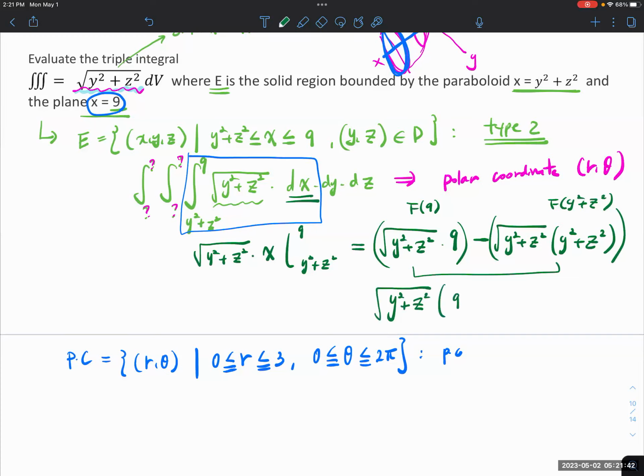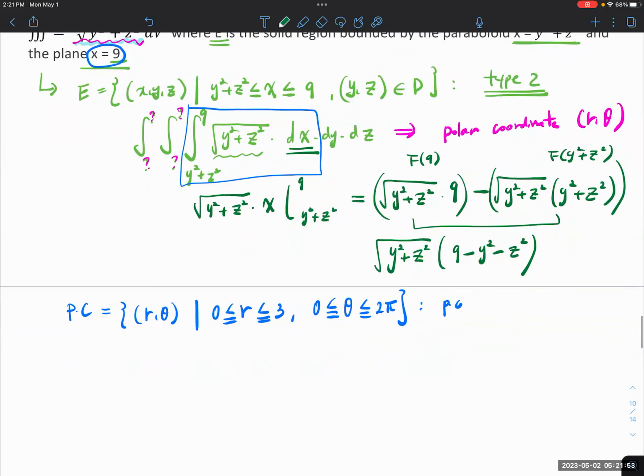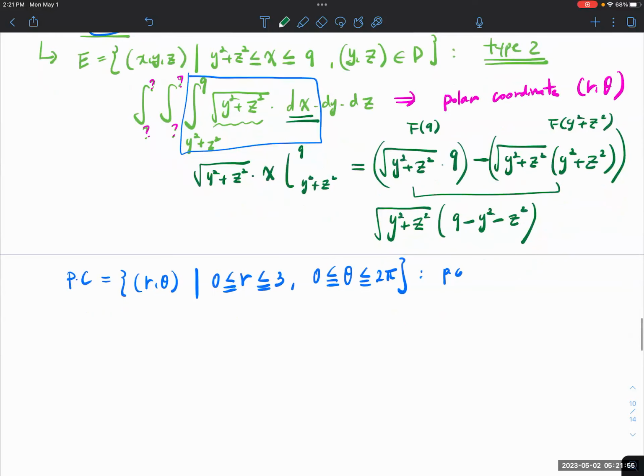This is 9 minus y squared minus z squared. So we finished the first integral inside, and we're going to start from there. That's why we have only y and z. So we have now a double integral, no more triple, because we finished one of them.